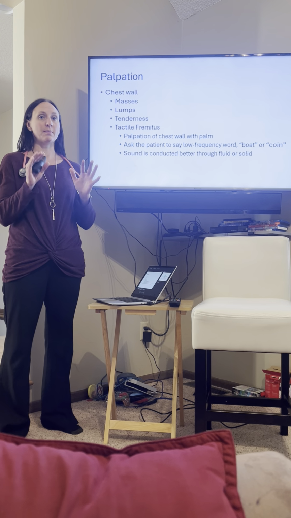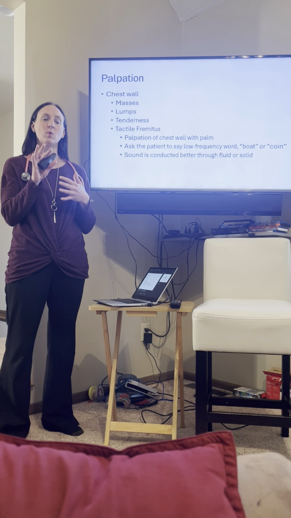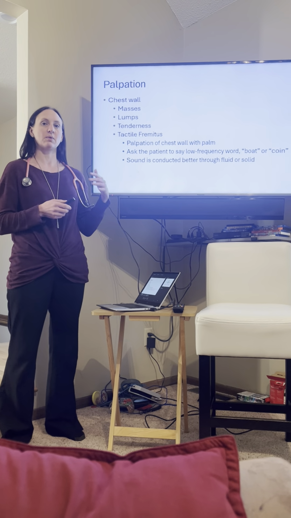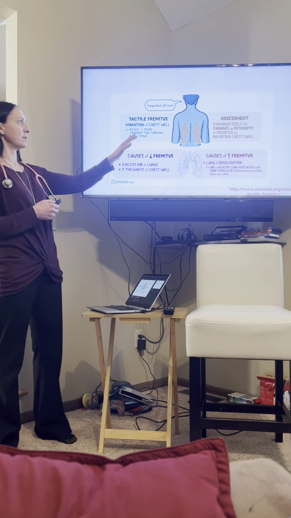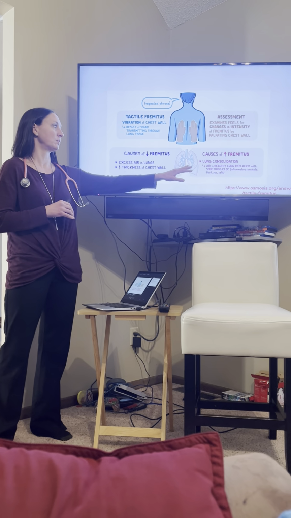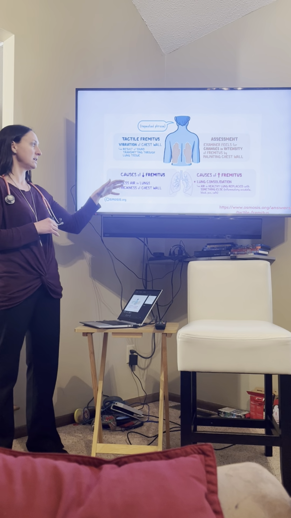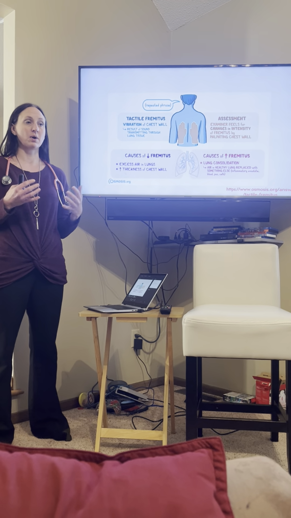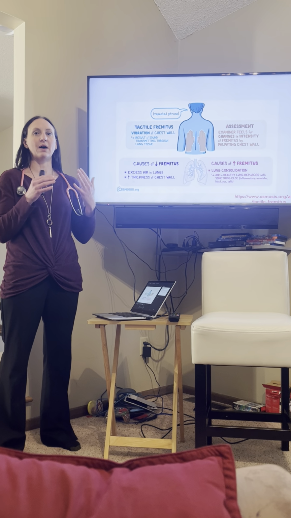I should feel it equal on both sides, but we know that sound is conducted better through fluid or a solid. So if I feel one side has much more vibration, then I worry about a fluid collection in that area. So here's a visualization for that. So again, you're going to feel that vibration against your hands. If it's increased fremitus or more vibration, we think about a lung consolidation such as fluid or mass. If it's decreased, then we think of excessive air in the lungs, so something like emphysema, chronic bronchitis, or a thickening of the chest wall, so something like a pleural effusion that just doesn't even allow that vibration to come through.